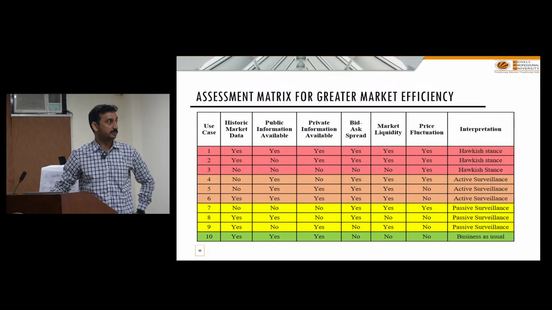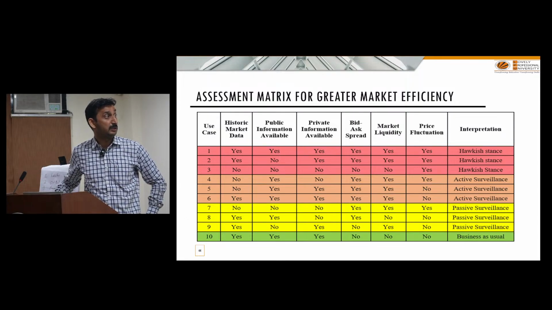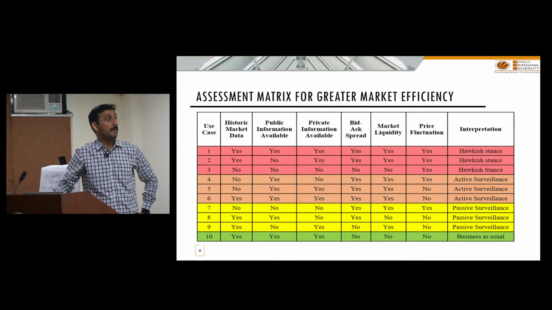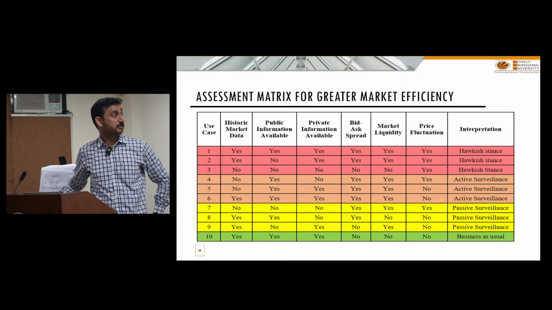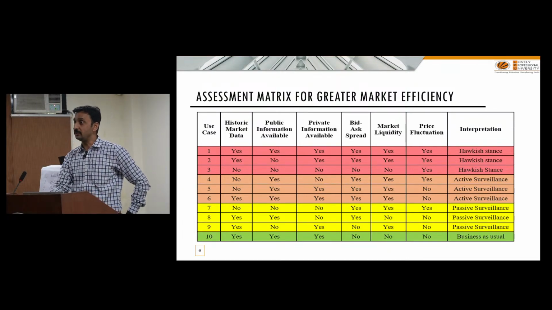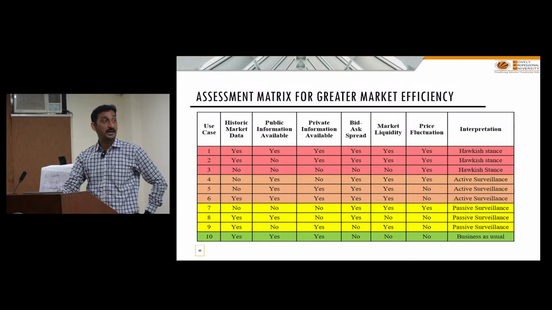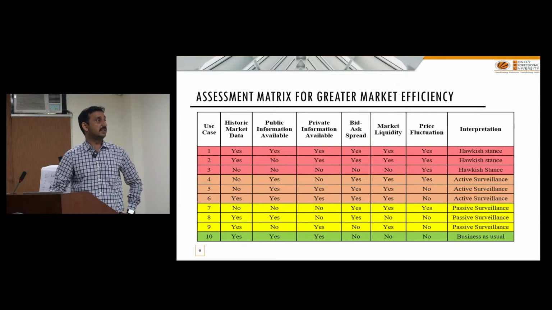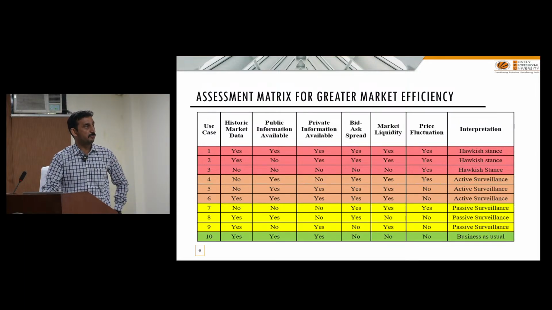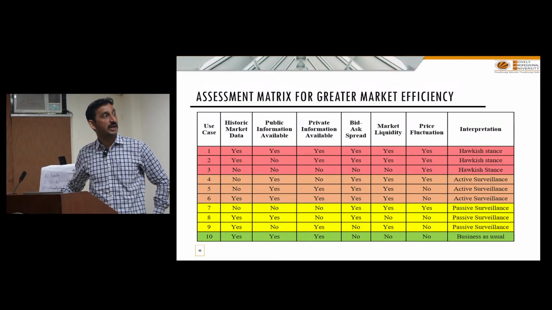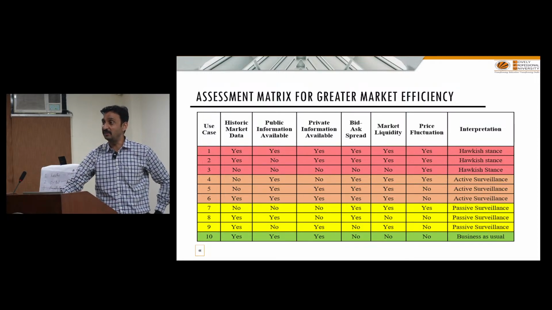Maybe the historical data is not available, maybe the public information is available, but there is no private information. Bid-ask spread is there, market liquidity is there, price fluctuation is there. So definitely the regulator needs to take an active stance. So the stock needs to be actively surveilled. If you see use case number 7, you don't have the historical market data, you don't have the public information, you don't have the private information, but you have bid and ask, market liquidity, and price fluctuation. Then yes, passive surveillance.